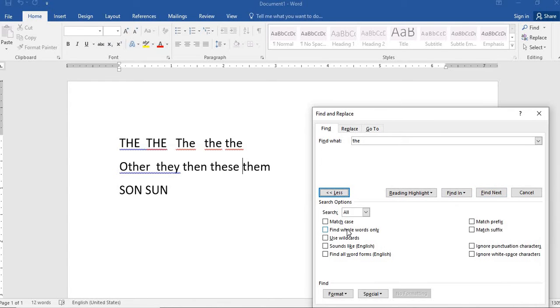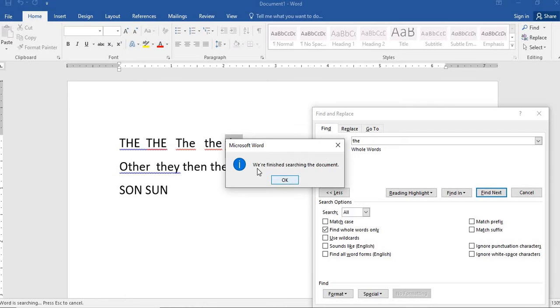Then use the option called find whole words. So find next. So you can see that it highlights only the single word, not mixed with other words. So you can see we have finished searching the document.